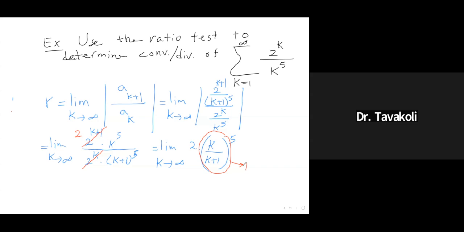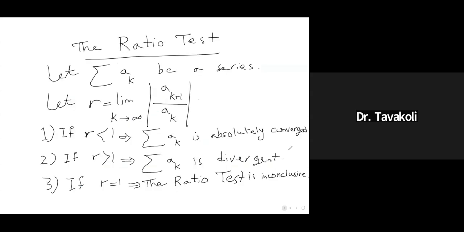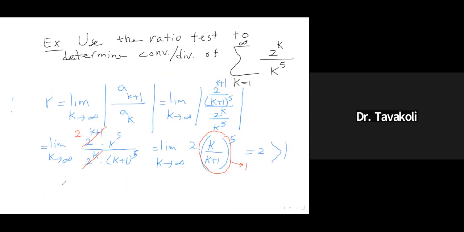So as k tends to infinity, k over k plus 1 tends to 1. And 1 to the power of 5 is still 1. There was a 2 here, so this is going to be 2. And since 2 is more than 1, look at the ratio test. Since if r is more than 1, the series is divergent. Therefore, the series is divergent.